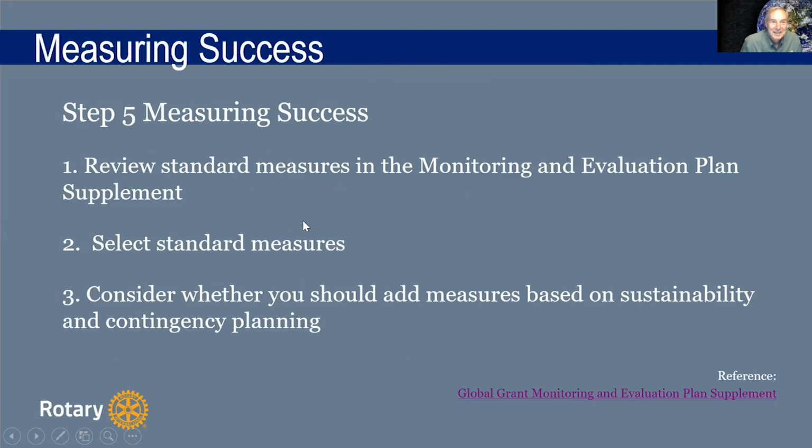Okay, measuring success. This is in step 5. There's standard measures and then there's special measures. You go to the monitoring and evaluation plan, and for each goal, there will be standard measures that you can use. They may make perfect sense to you. So you select those standard measures and you pick the ranges of where you expect the measures to come out. And then think about sustainability, contingency, other things that you want to measure that aren't in those standard measures.